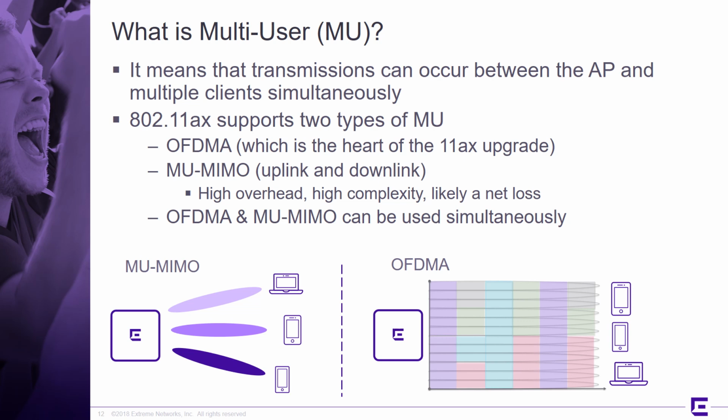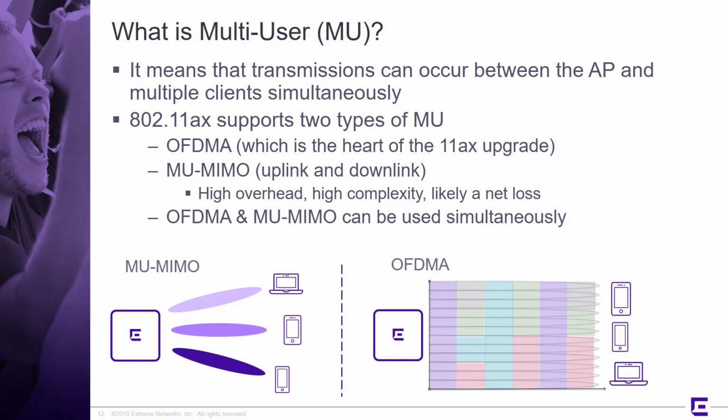Now, multi-user MIMO has already been available with 11ac, and it has very high overhead, very high complexity, and sometimes, depending on channel sounding, the number of clients, how much movement, and all the things like this, you could end up with a net loss. In other words, it's not an efficiency gain, it's just an efficiency loss. It all depends on the environment and the client support and the sounding and things like this.